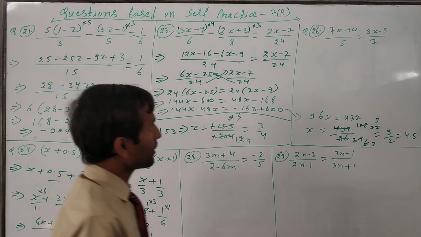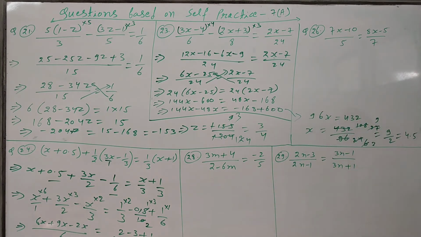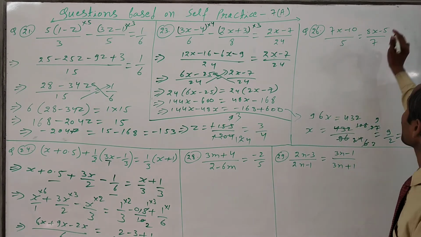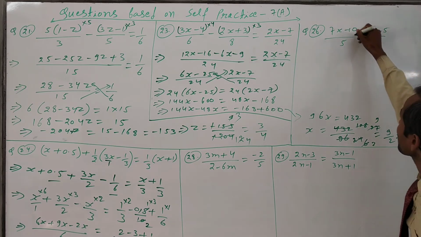Now we have to solve question number 26, then I will solve question number 28 and 29. Okay. Now in this question, a whole upon is given. Just do your cross multiplication.